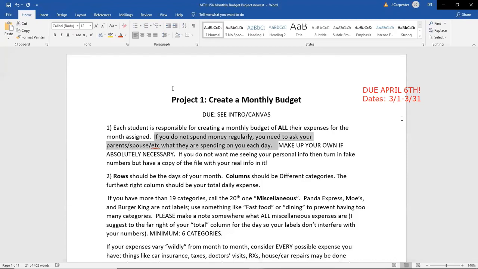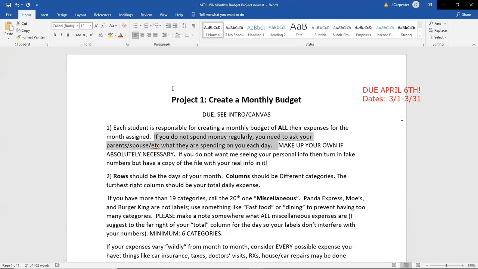So if you are in a situation where someone does not want to tell you what they're spending on you, then you can see I have an all caps the sentence after that. Just make up your own numbers if absolutely necessary. I'm not going to be grading this based on, oh, you spent too much on video games this month, or you spent too much on your car, or too much on this, or too much on that, or you didn't spend enough on this. That's not what the grade is going to be about. The grade will have absolutely nothing to do with the expenses.